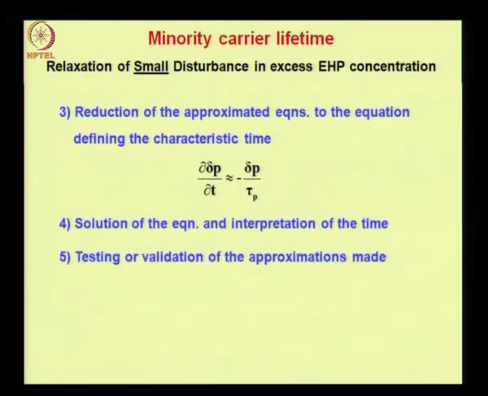Next step is solution of the equation and interpretation of the times, and finally the fifth step is testing or validation of the approximations made. Now validation is not much of an issue for our situation, because whatever simplifications we have done are a consequence of the conditions assumed for the situation. So we have really not made any approximations that are likely to be incorrect. So we straight away go to the solution of the equation and interpretation of the time.